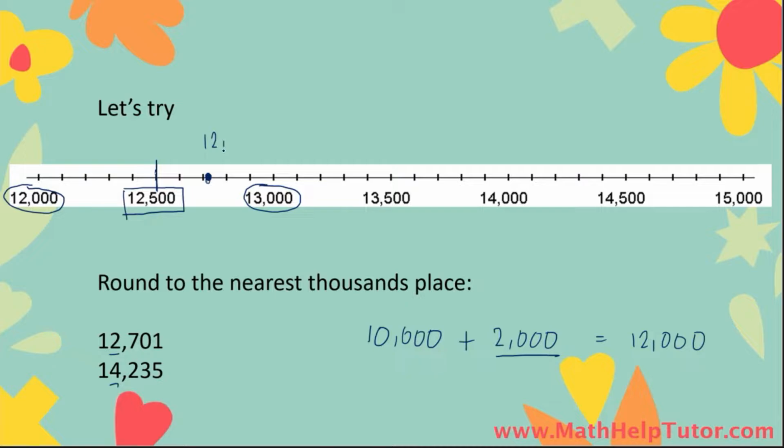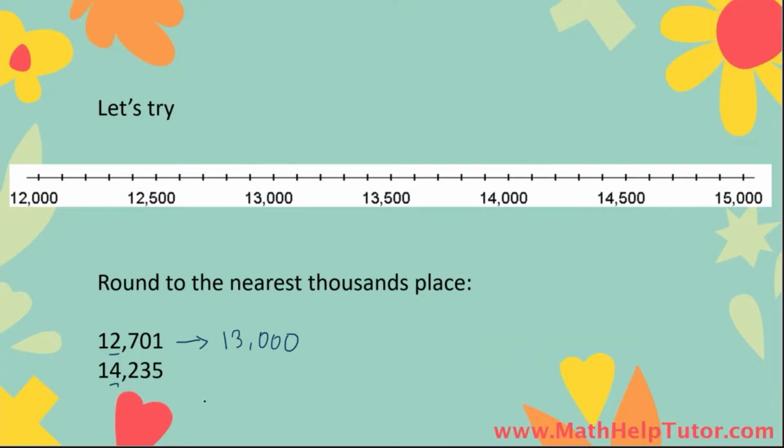That's 12,701. So you can see, since our number is greater than 12,500 or comes after 12,500 in the number line, then we know that our number is closer to 13,000 than it is to 12,000. So the answer to rounding our number to the nearest thousands place is 13,000.